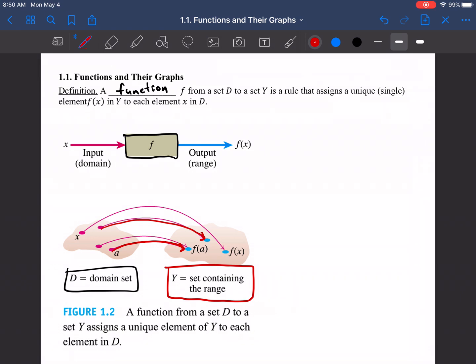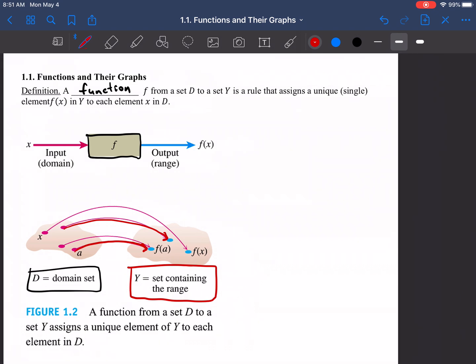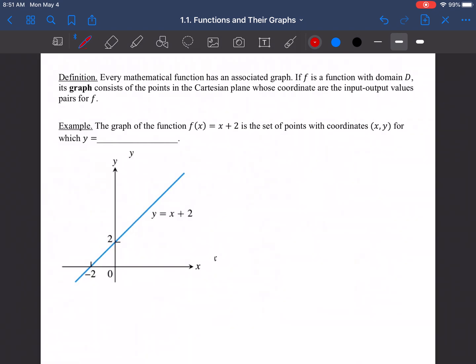Okay, that's our idea for functions. Next definition: every mathematical function has an associated graph. If f is a function with domain D, its graph consists of the points in the Cartesian plane whose coordinates are the input-output value pairs for f. So you input some value, it outputs another value, and then you find in the Cartesian coordinates where those two values line up, and you make a dot there.